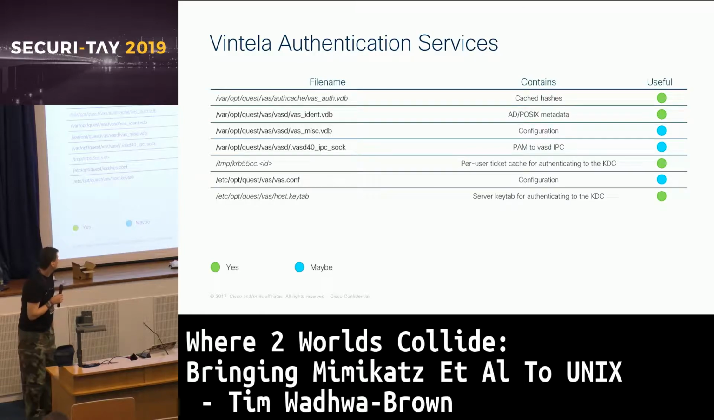So, the attack surface there, essentially where I was looking when I was doing the auditing. Again, we've got some cached credentials. Again, we've got some metadata and some configuration. Again, we've got an IPC. That IPC is quite interesting because it is exposed to normal users.